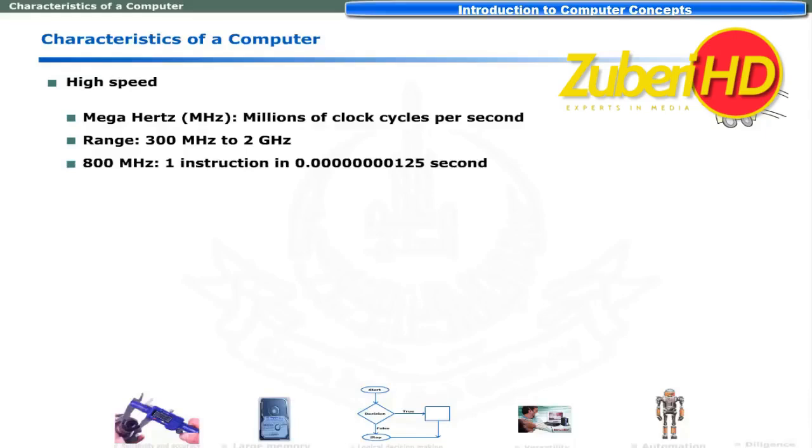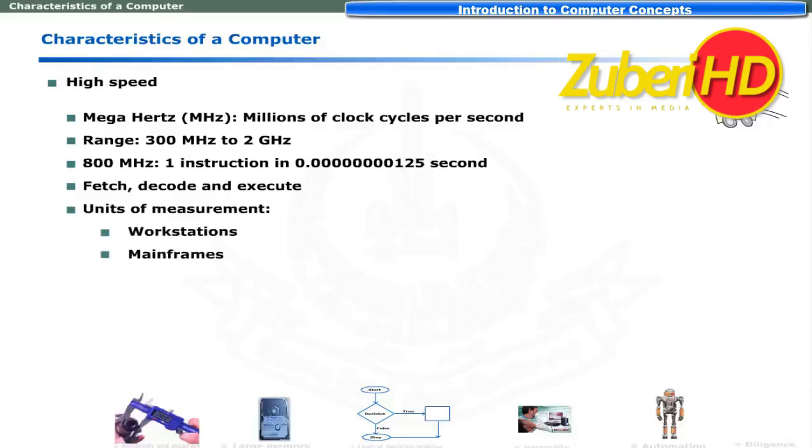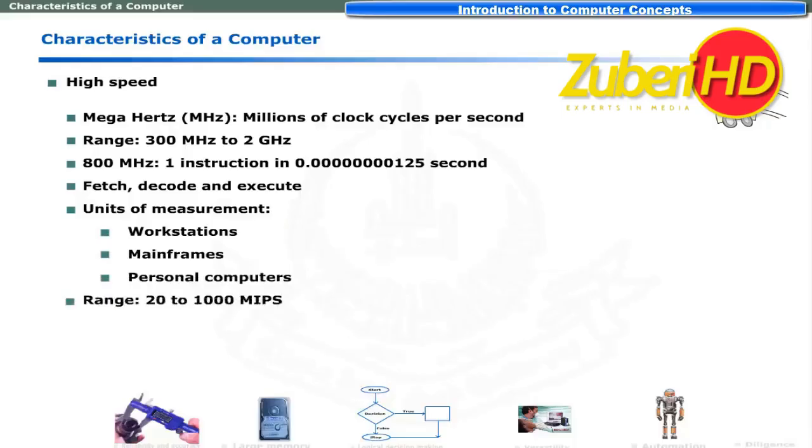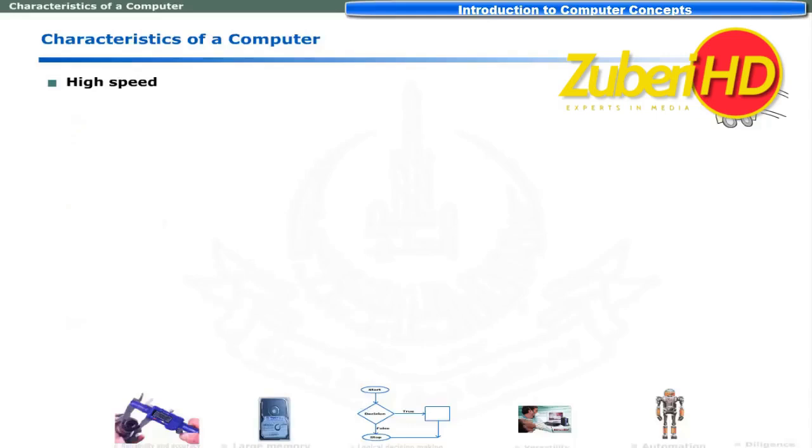Normally, several clock cycles are required to fetch a single instruction from memory, decode it, and execute it. The speed of workstations, mainframes, and high-speed personal computers is measured in terms of millions of instructions per second. These computers operate in the range of 20 to 1000 MIPS. Typically, a 100 MIPS computer can execute 100 million instructions per second.